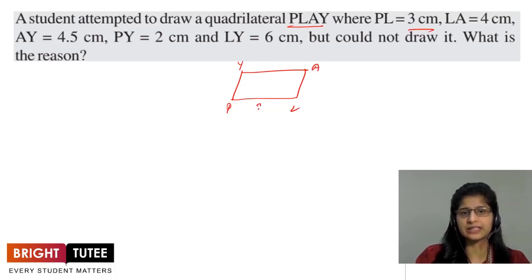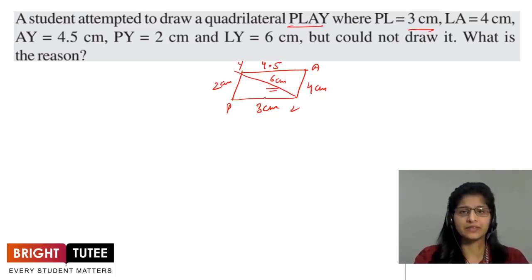Let's see the sides that are given. PL is given as 3 centimeter. LA is given as 4 centimeter. Then AY is given as 4.5 centimeter. PY is given as 2 centimeter. And LY is given as 6 centimeter. Right, so it is saying that he was not able to do it. What is the reason for it?